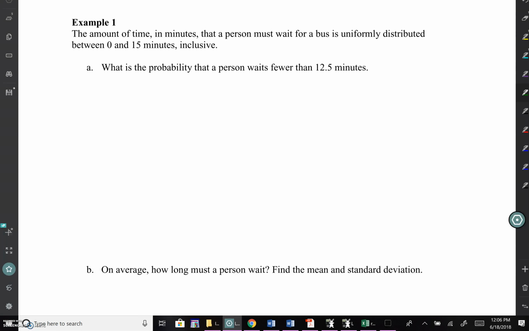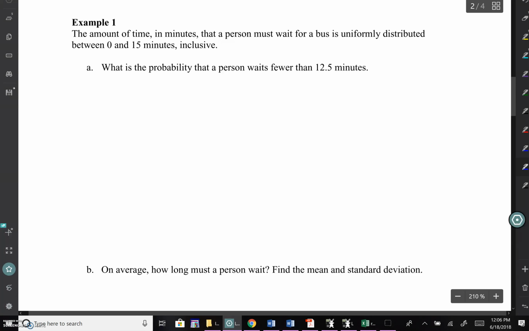Well, I mean, we can use the calculator to kind of help, but mostly by hand. So the amount of time in minutes that a person must wait for a bus is uniformly distributed between 0 and 15 minutes inclusive. What is the probability that a person waits fewer than 12.5 minutes?